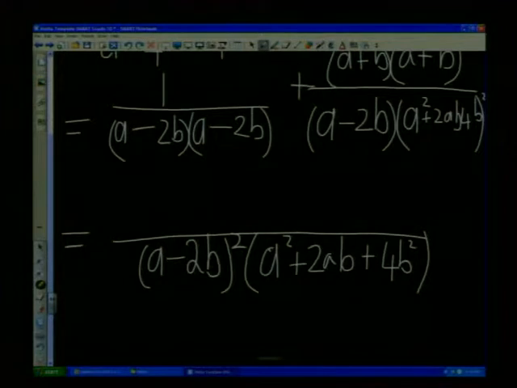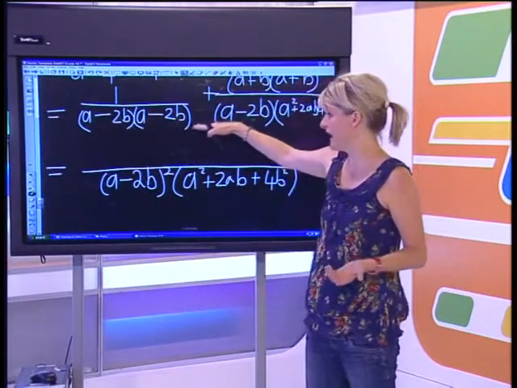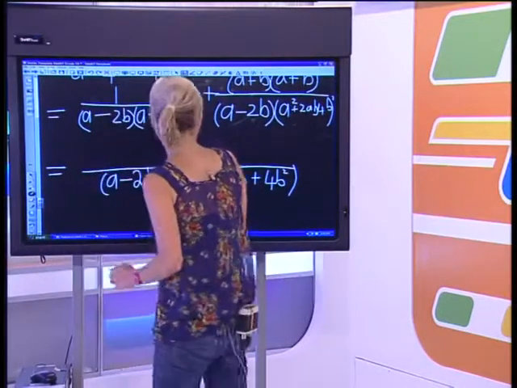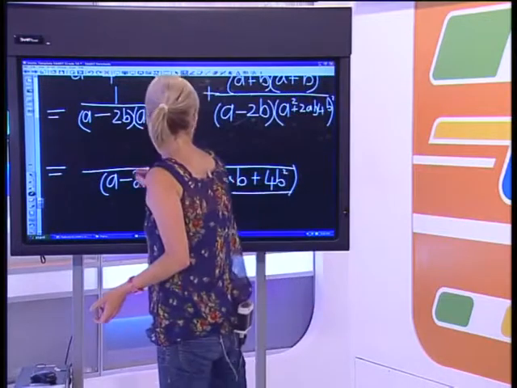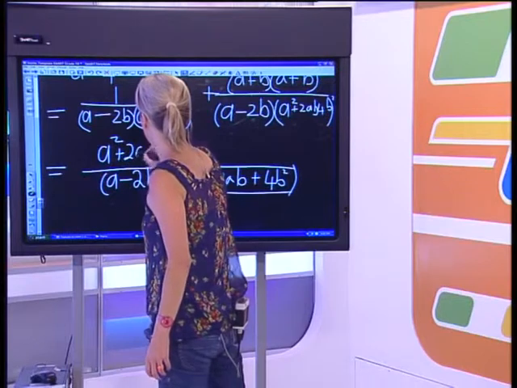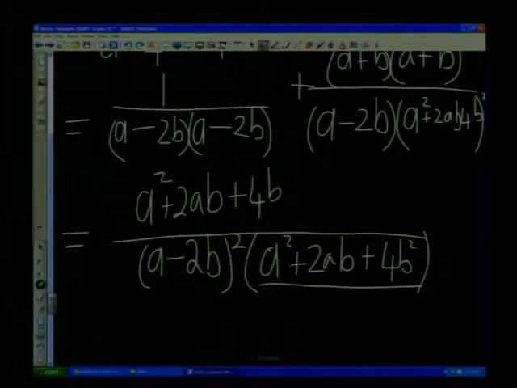Right, then I say to myself, if I look at my first term, what am I missing? Well, my first term has got the a minus 2b and the a minus 2b, so that's fine. But the 1 needs to be multiplied with the second part of my LCD. And because it's just a 1, I'm going to go straight away and just say a squared plus 2ab plus 4b squared. Right. There's a plus sign in between, which also always makes things a little bit simpler.